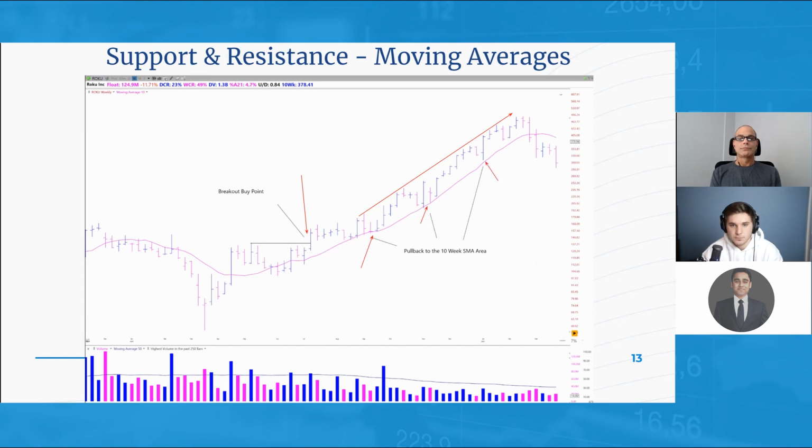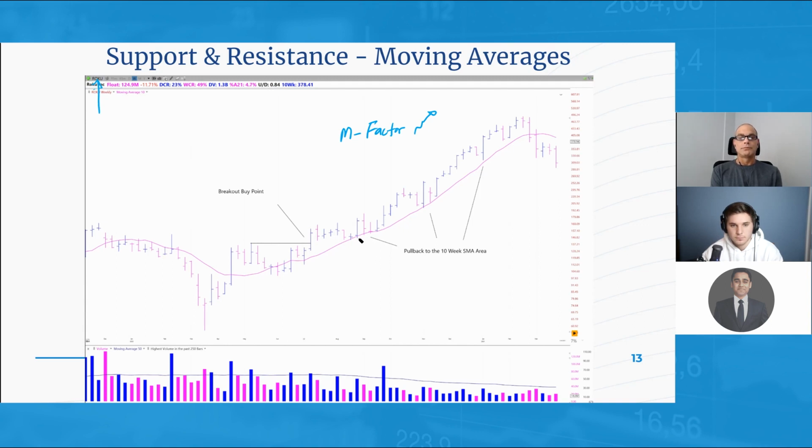When using moving averages as support, what's important is what we already covered in the prior slides, which is: is your M factor there, right? The M factor basically represents that if a market is in an uptrend, a leadership stock should have some sort of respect for its moving averages. So what we're talking about here is Roku, which was basically a leadership stock in the 2020 uptrend.